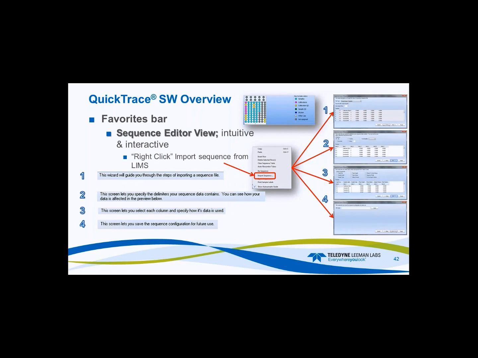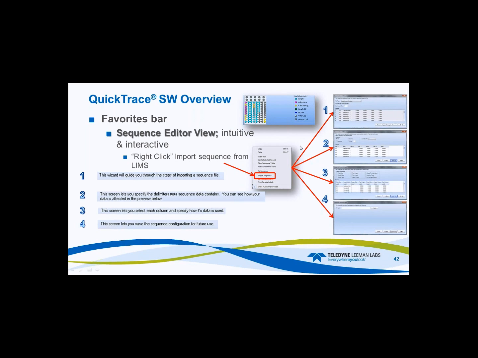On the favorites bar, the sequence editor, like I said, is very interactive and an intuitive software package. If you right-click, you can import the sequence from the LIMS. This is a quick wizard. It walks you through step by step, and you can move the columns around to make them associated with however your LIMS system functions. Then you can save that at the end as the template for importing with this direct LIMS system. The next time you want to import, you just open it up and go next, next, next, boom, and it'll populate the sequence.